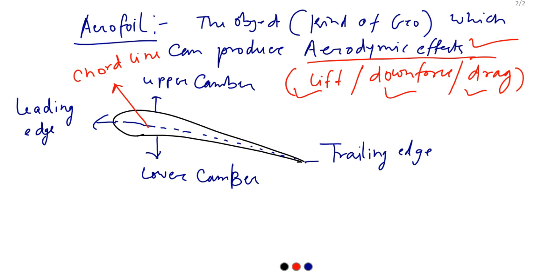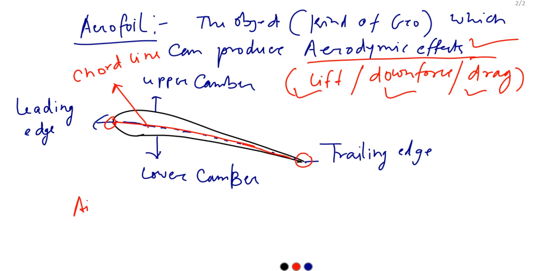So what is the chord line? It is the line joining the leading edge and the trailing edge. So this is the chord line, joining the trailing edge and leading edge. Okay, so this is the basic nomenclature of any aerofoil section. Now we will understand how the process of generation of lift starts.